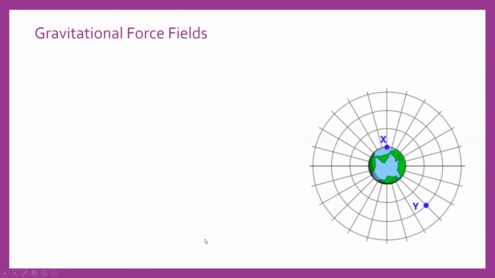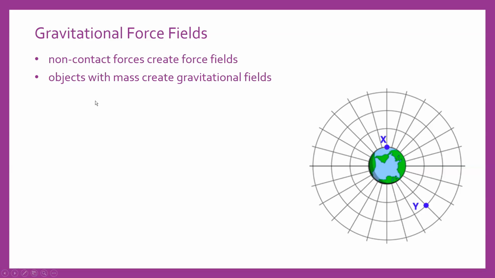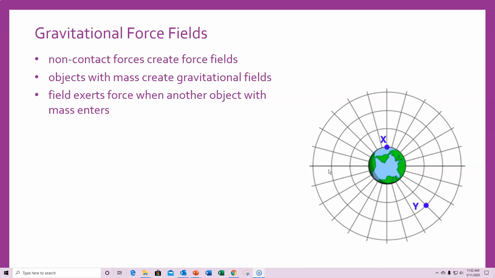Let's take a look at gravitational force fields. Non-contact forces create force fields. Objects with mass create gravitational force fields, and a field exerts a force when another object with mass enters it. Here's a diagram of Earth's gravitational force field, and these two objects at points Y and X are inside the field, so Earth's gravitational force field is exerting a force of gravity on these two objects and pulling them to the center of the Earth.